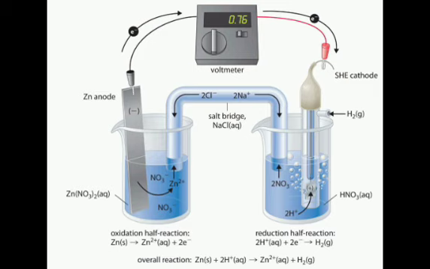But it is negative if electrons flow from the metal, like from the copper electrode, to the hydrogen electrode. So if the direction of flow in that diagram was from the copper electrode into the standard hydrogen electrode, then the voltmeter would be reading minus 0.34 volts.